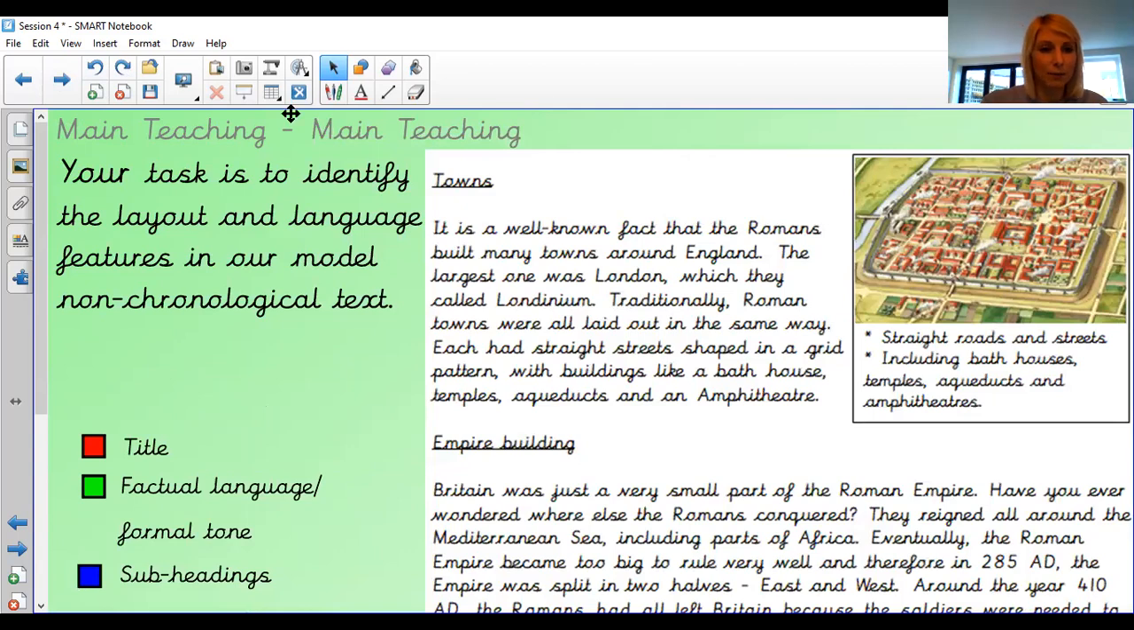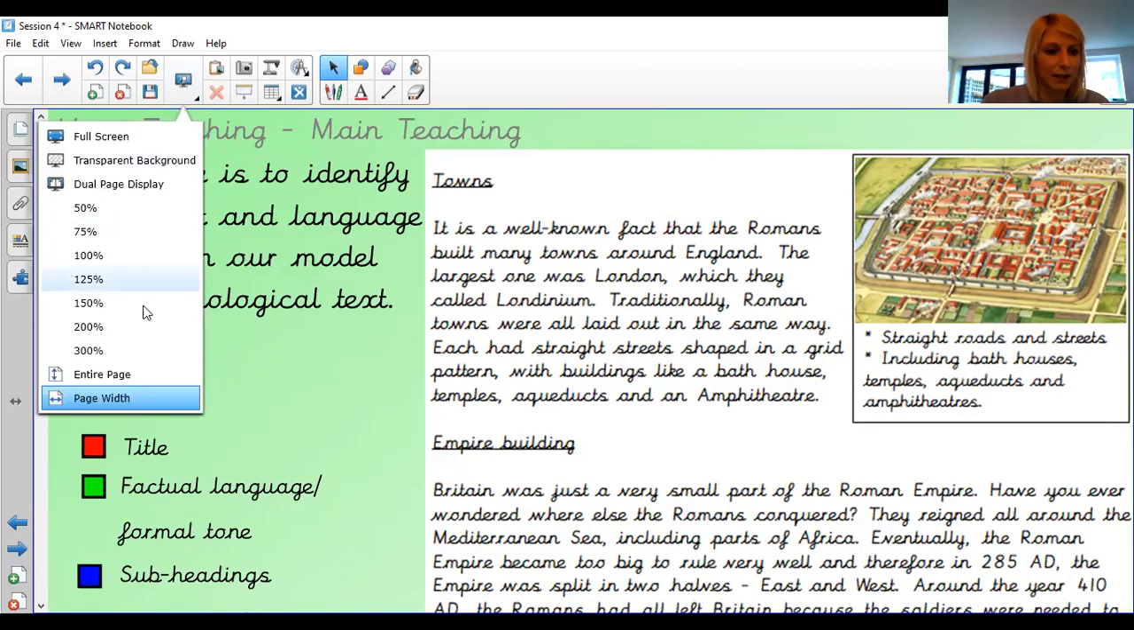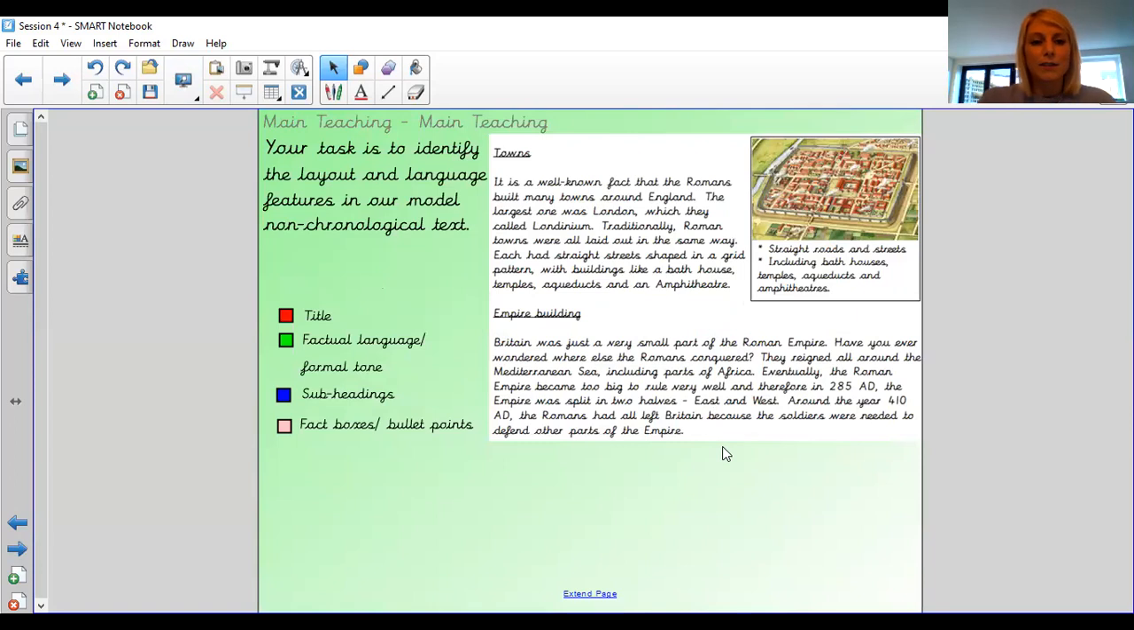So your task today, I'm going to just change the screen again so that you can see everything we're doing. So your task is to identify the layout and language features in our model non-chronological text. Okay, so on the daily plan for today, I've put the text there for you. So the text should be nice and clear. I tried to make it as big as I can on there for you. So you can highlight straight onto there today. If you haven't got highlighters at home, don't worry, it doesn't matter.